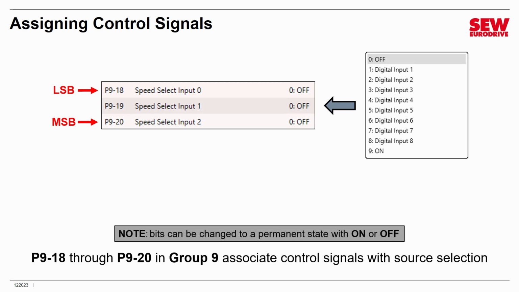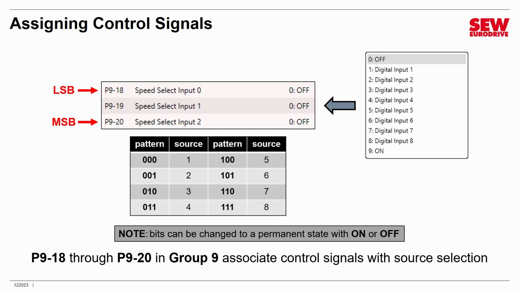If you don't need to use all 3 bits, you can set a bit to either permanently on or off rather than assigning it to a digital input. But if you want to control all 3 of them freely, then you'll need to assign them to digital inputs. These are the patterns that will pick your sources, just straight binary numbers, nothing fancy here. This should be familiar if you're comfortable with binary. Again, if you're not, you might want to go out and find a YouTube video to review how binary works.